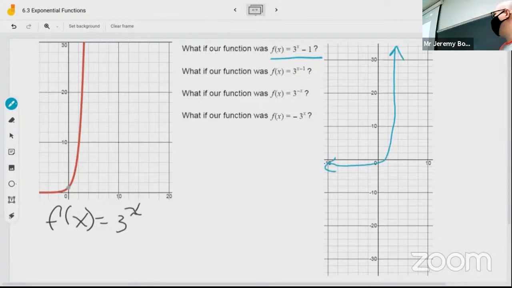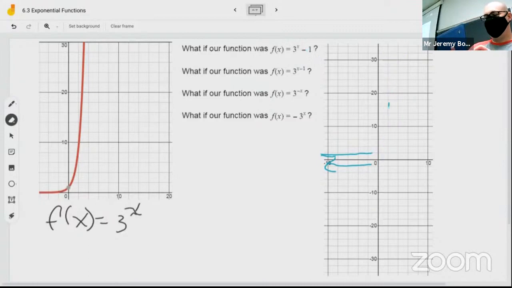Notice that the initial value gets changed, right? It should actually hit the origin there. It should be 0, 0 instead of 0, 1 because we're subtracting 1. So if you have that minus 1, it's going to shift it down. What if it was plus 1? It would go up 1 unit, up here. We're going to go through all these rules later. I just want to show you examples of what is happening.